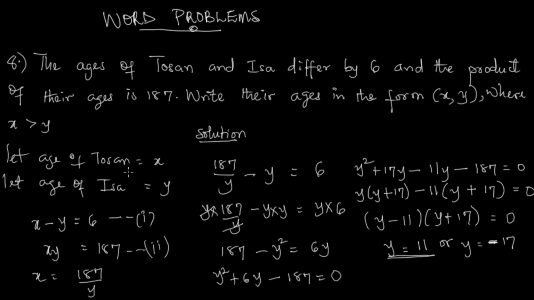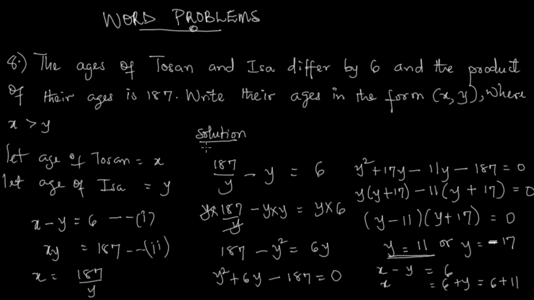Okay, so since x is greater than y, to get x we can just use any of the equations. Let's use equation 1. From equation 1, x minus y equals 6, so x equals 6 plus y, and x equals 6 plus 11.